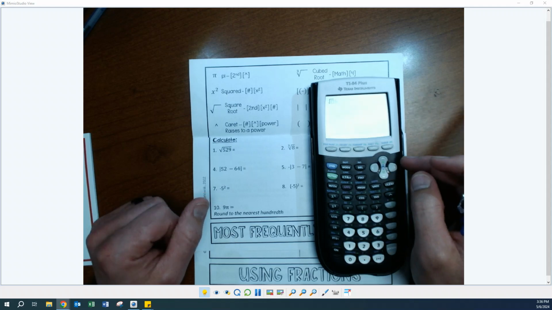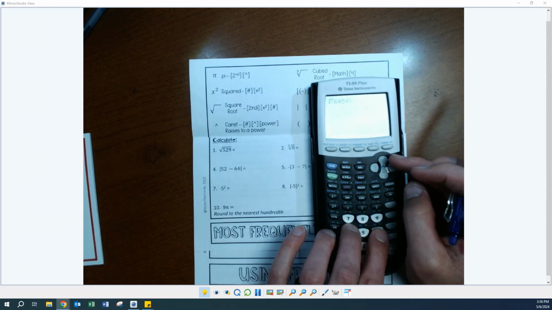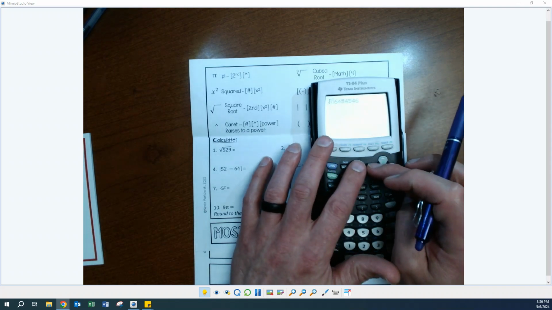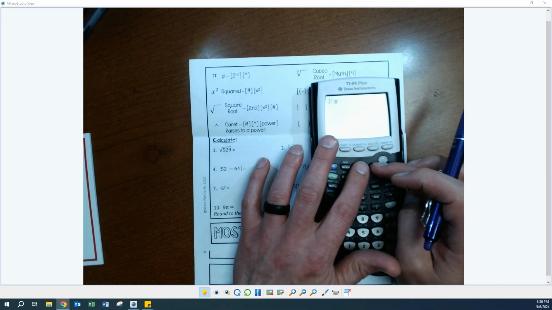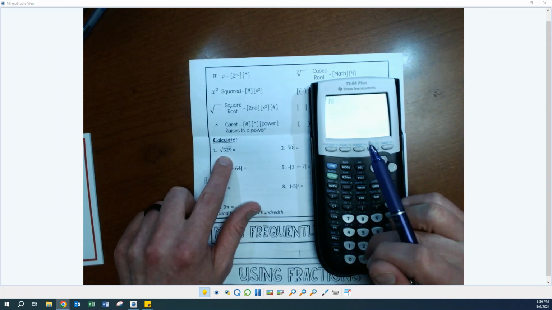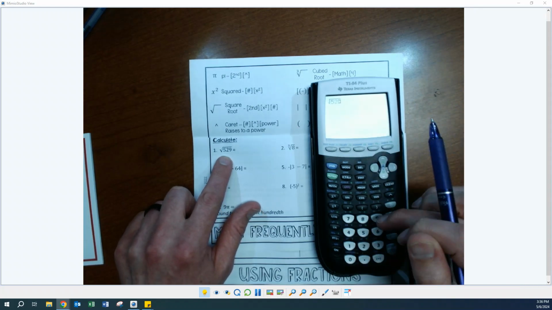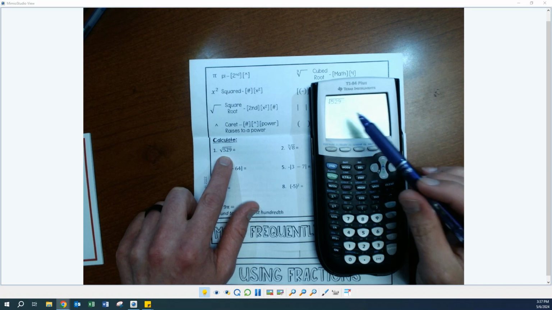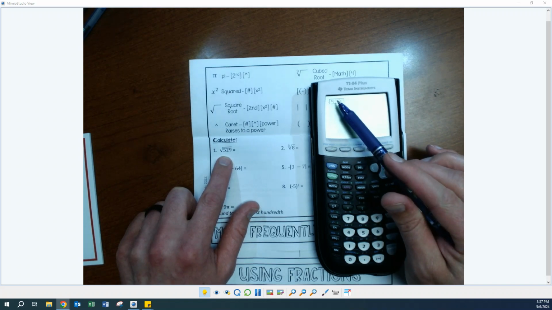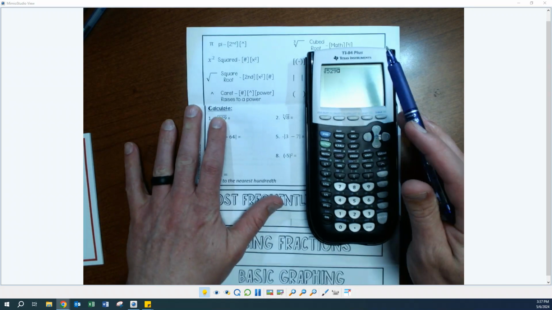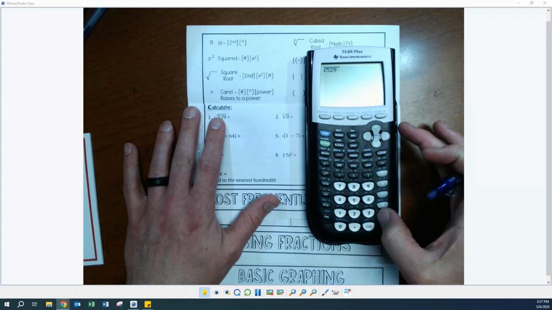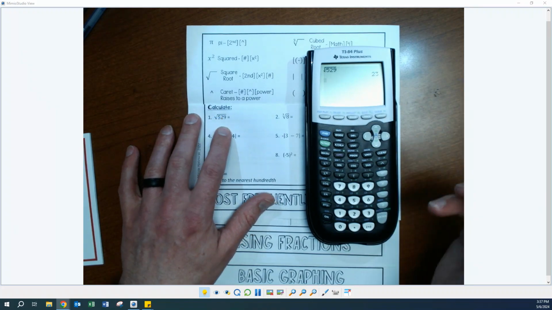Sometimes it won't. Older versions won't, newer ones will. If you're not in the box, you are typing outside of the square root, so you want to make sure that you are in the box. And here we're typing 529. That square root line should extend. Then all we have to do now is hit enter, and it gives us the answer of 23.